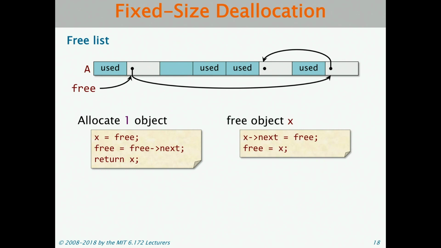OK, so how about deallocation? Let's say we want to free some object x. What we do is we just set the next pointer of x to be equal to free. So it's going to point to the first thing in the free list. And then we set free equal to x. So now free is pointing to x. And this x object that we wanted to free now has a pointer to the first object in the original free list. So pretty simple. Any questions on this?